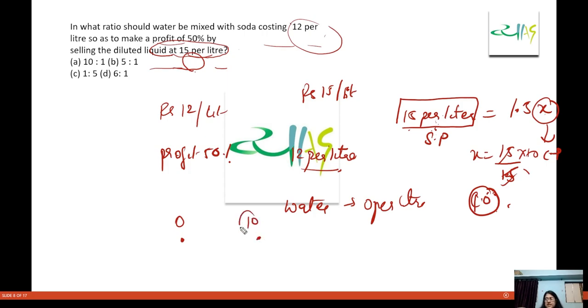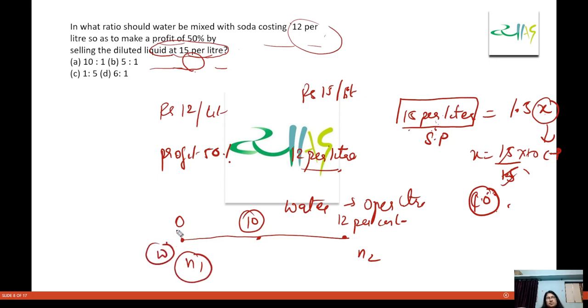Your cost price of the mixture is 10 rupees per liter, and you have this 12 rupees per liter cost of soda. Now you have to find the ratio. This is water and this is soda. So W by S is equal to 2 by 10. So 1 is to 5. So the water to soda ratio has to be 1 is to 5. Now what are you asked? Water to soda ratio.